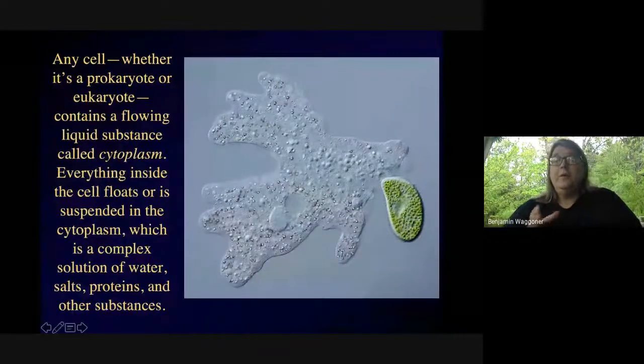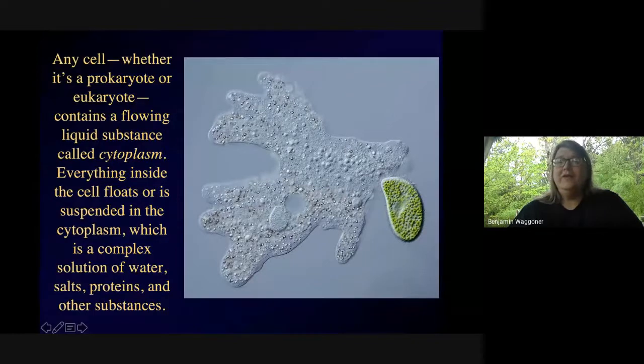Okay, so if you can see the slide, there's two cells on it. The green speckly thing is a protist. Can everybody see all right? Everything okay?